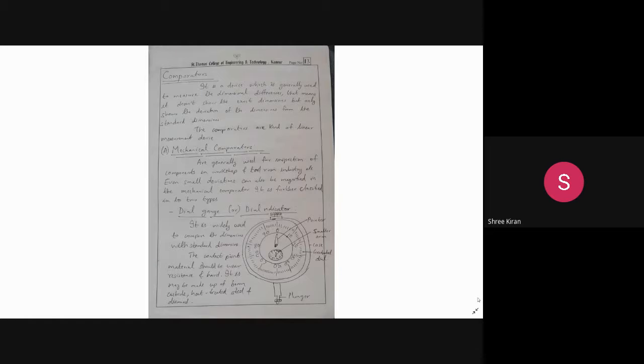This dial gauge or dial indicator you might have seen in your laboratory while doing the experiments, in the case of manufacturing technology lab 2. So here what we have is a mechanical comparator.